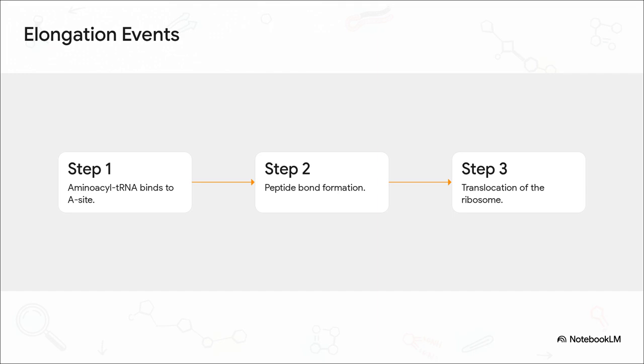Step 2, a peptide bond is formed between the new amino acid and the growing chain. And step 3, translocation. This is a physical shift where elongation factor EEF2 and GTP power the movement of the ribosome exactly one codon down the mRNA. This shifts the newly bound tRNA into the P site, completely freeing up the A site for the next cycle.